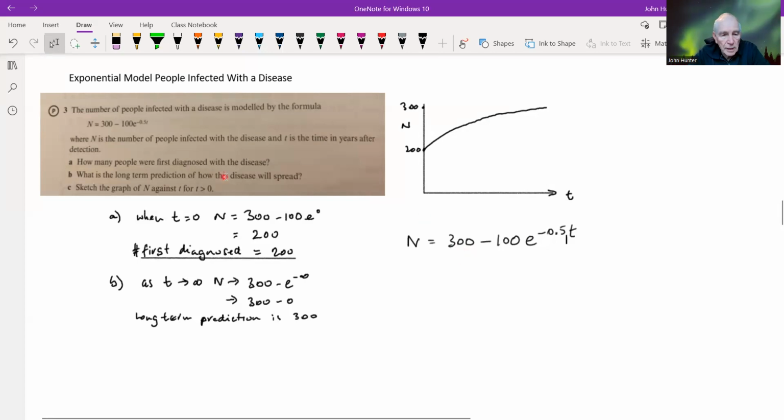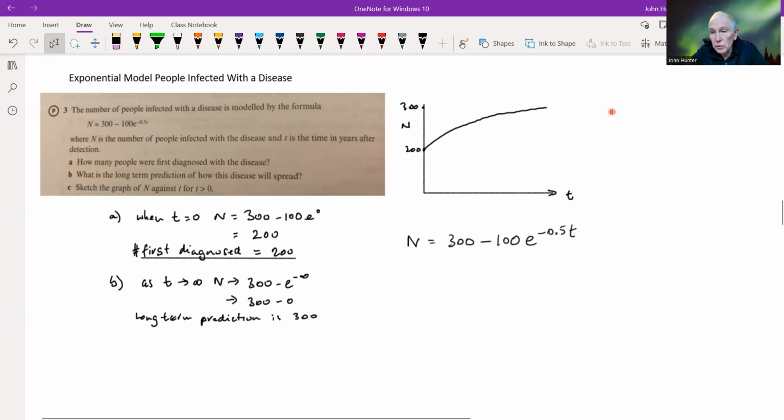Okay, so that's A and B, and then it says sketch the graph of n against t for t greater than 0. So here we go. It starts off at 200, and then basically this is a kind of inverse exponential effect here, and we're plateauing off and asymptoting towards 300.